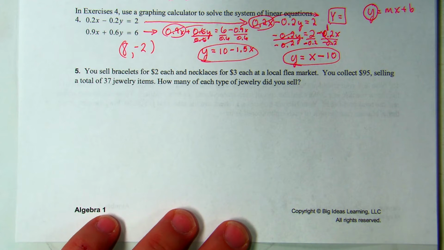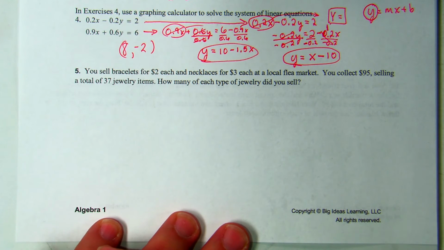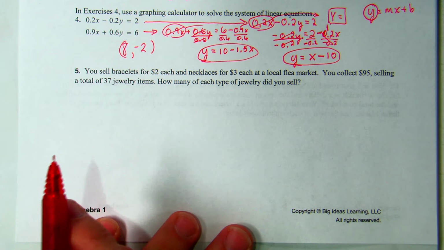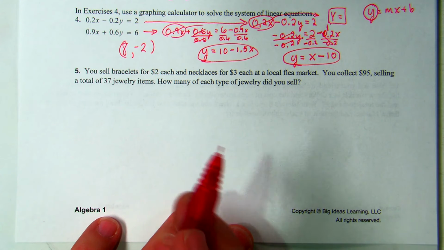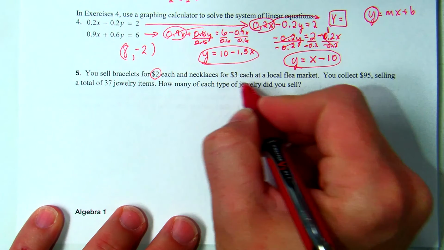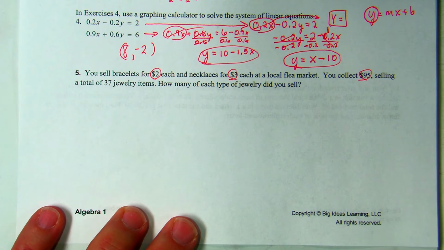This is not as hard as it may seem, trying to create the equations for this. It is going to be a system of equations. You're selling bracelets for $2 each and $3 for the necklaces, and it's going to equal $95. One key thing here is to keep your dollars in the same equation.